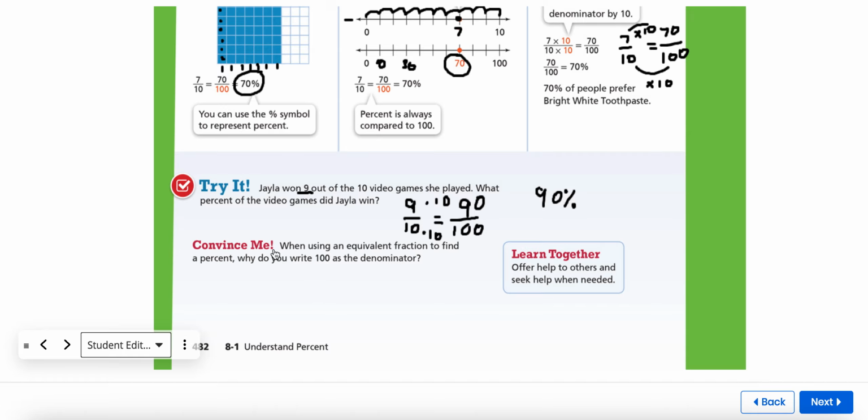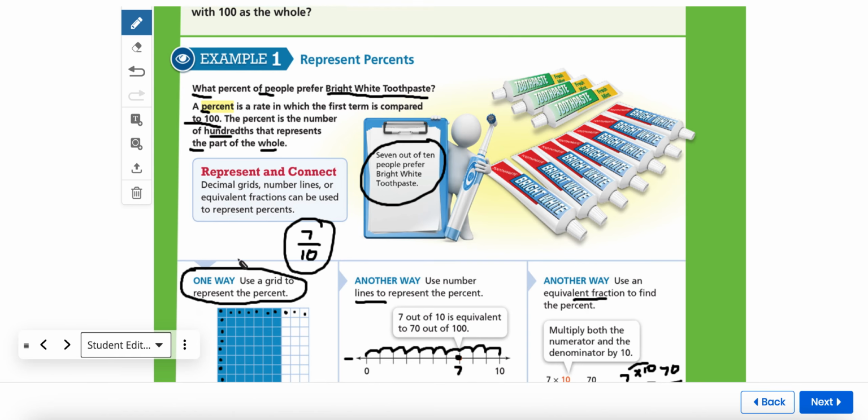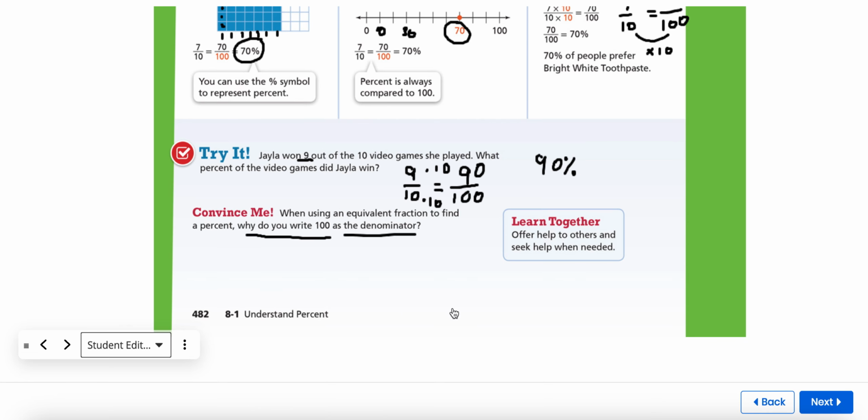Let's look at the bottom. When using an equivalent fraction to find the percent, why do you write 100 as the denominator? Okay, because remember the definition of a percent. A percent is a rate in which the first term is compared to 100. So literally that's the answer. When looking for percent, we need a rate in which the first term is compared to 100. So make sure that you write that as a complete sentence.